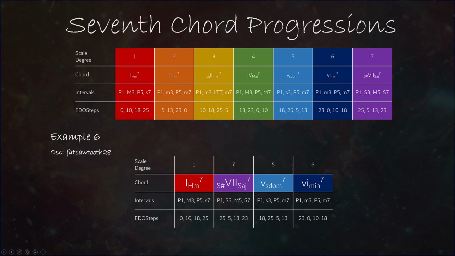Next example we'll go through is 1, 7, 5, 6. So harmonic seventh on the first, semi-augmented supermajor seventh on the seventh, subdominant seventh on the fifth, minor seventh on the sixth.